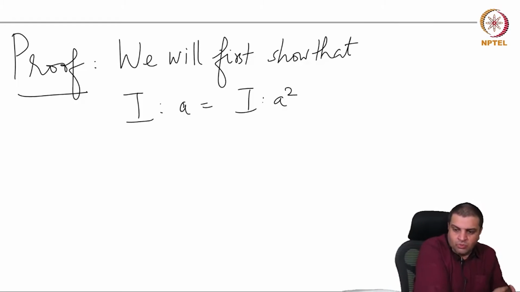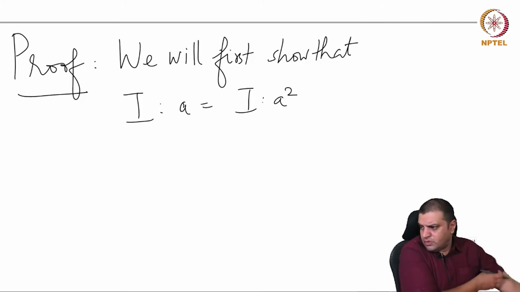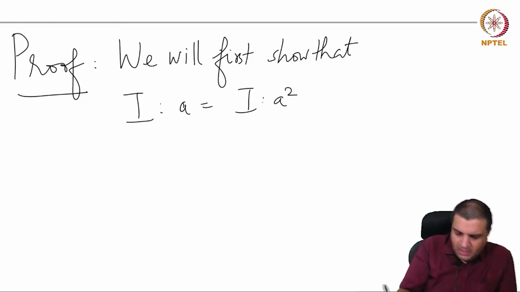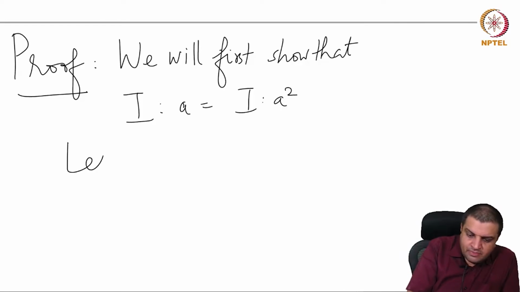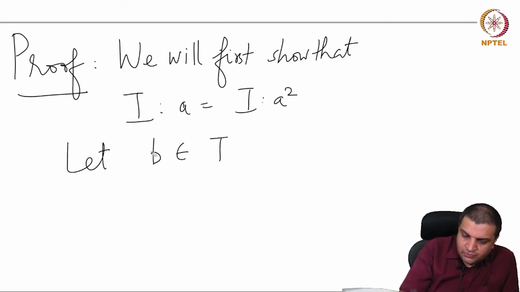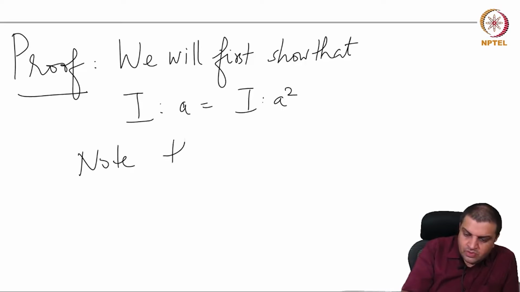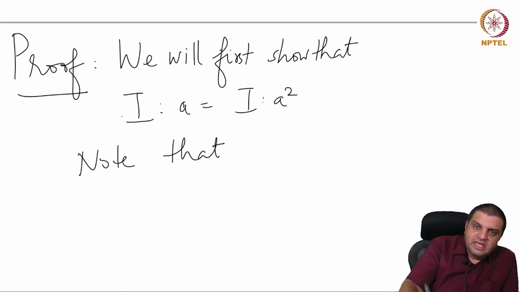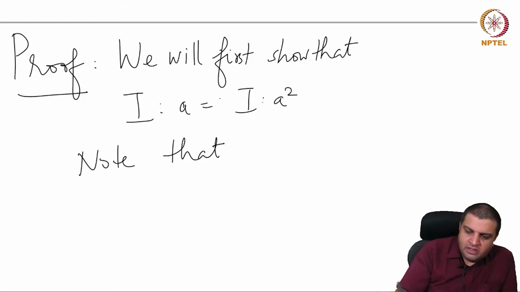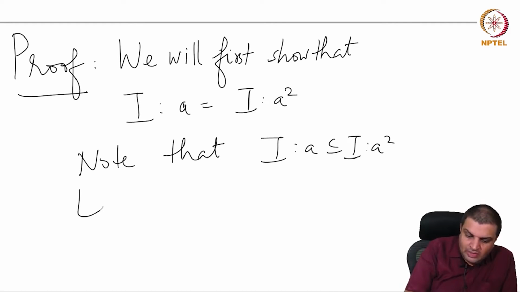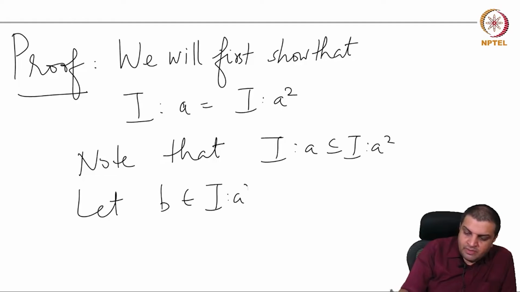Now how does that follow? First of all, there is always one containment. Note that anything that multiplies a into I will also multiply a squared into I, because I is an ideal. So (I : a) is inside (I : a^2). Now let b be inside (I : a^2).